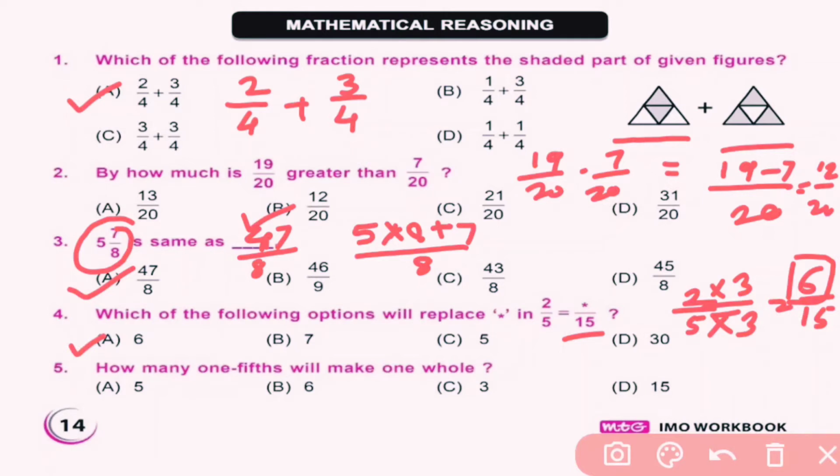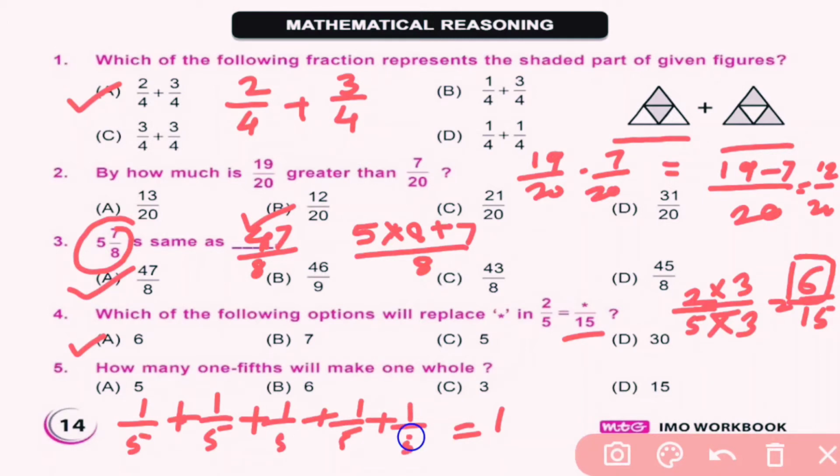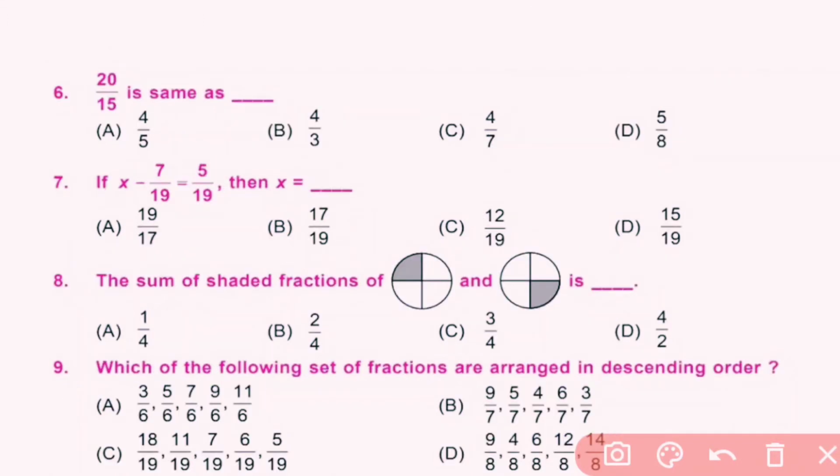Question number 5. How many 1/5 will make whole 1? To make whole 1, we have to add 1/5, 5 times. Means here all denominators are the same, so we can add 1 plus 1 plus 1 plus 1 plus 1 is equal to 5. So it is equal to 5 by 5. 5 ones are 5, which is equal to 1. So we need to add it 5 times. A is the right answer.